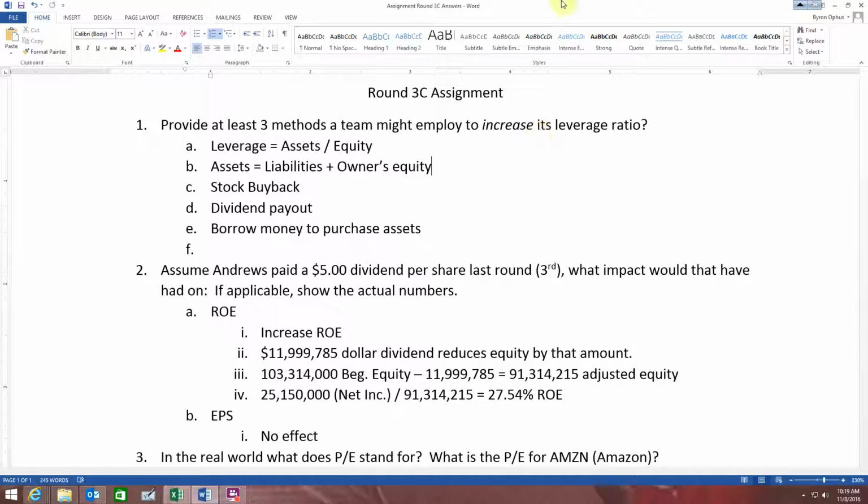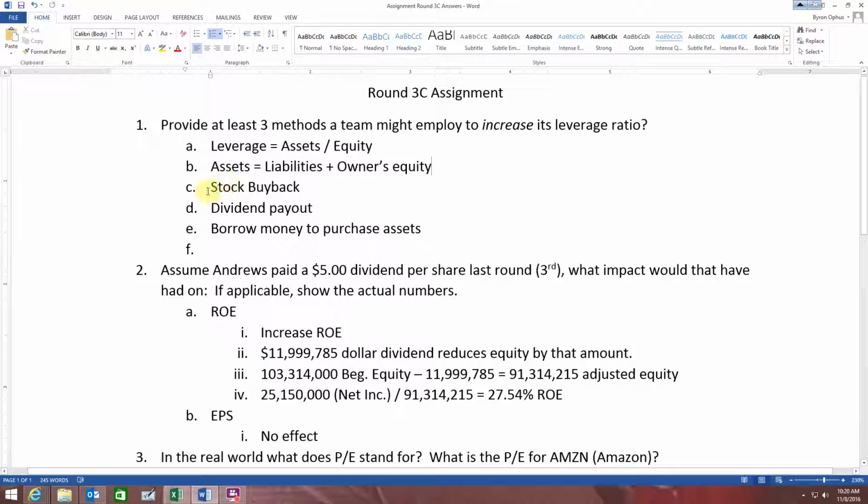So what are some methods? I've thought of 3. There might be others that you guys will come up with, and I'll have to analyze it. But I put these things in here. First, leverage is equal to assets divided by equity, and then I also put the accounting equation, which is that assets are equal to liabilities plus owner's equity. I did that so that we can take a look at what's going to happen with the equations as we do this.